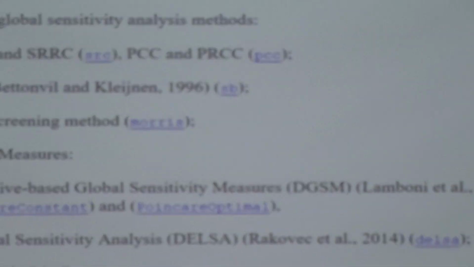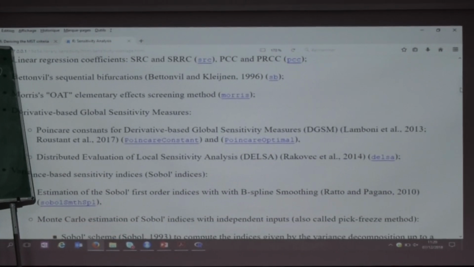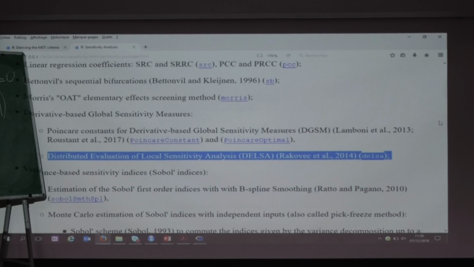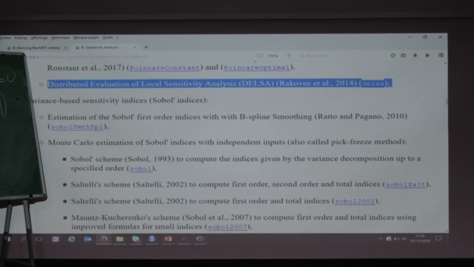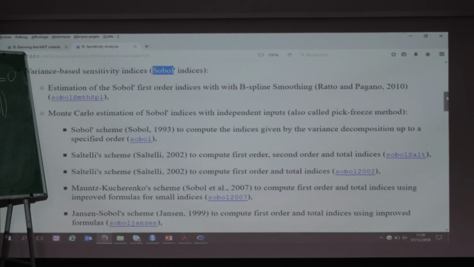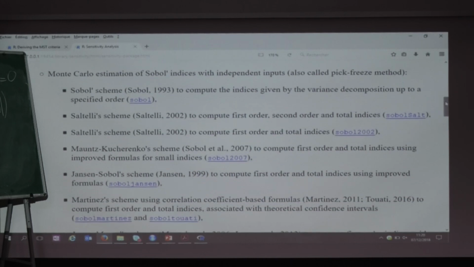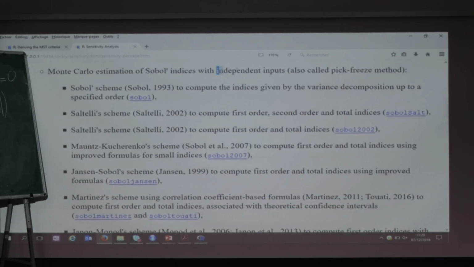Methods and functions for global sensitivity analysis. It implements linear regression coefficients, some screening techniques that I haven't explained, the Morris method that we will use, some techniques based on derivative analysis that we will look at after, and all the techniques about Sobol indices. You have 20 formulas to compute this kind of thing when the inputs are independent.